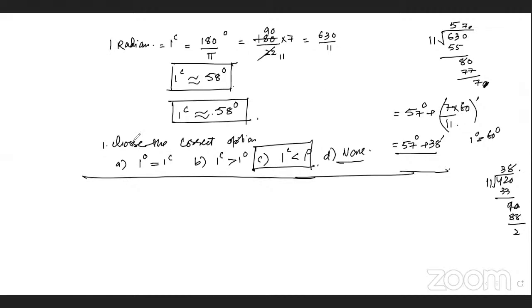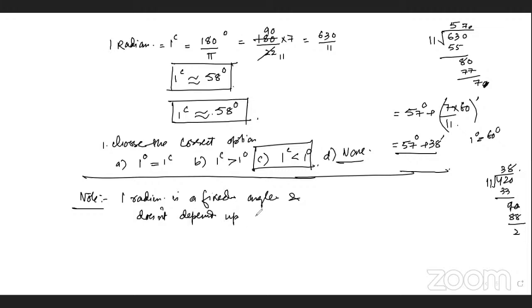Fine. Here, remember, note that 1 radian is always a fixed angle, and it doesn't depend upon the size of the circle.